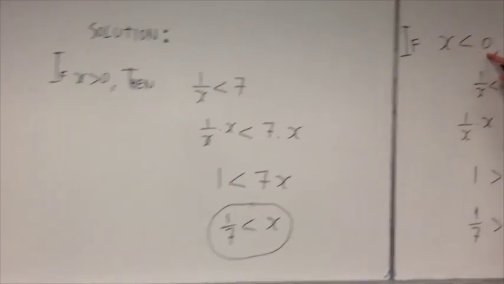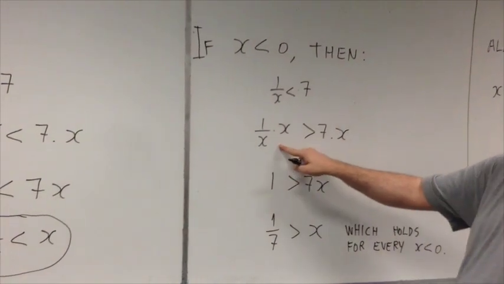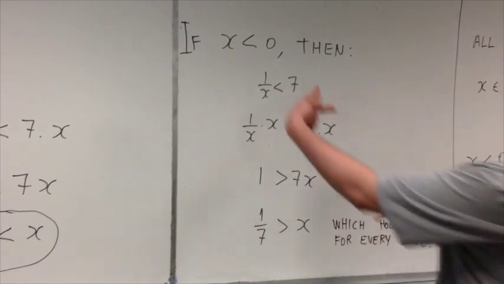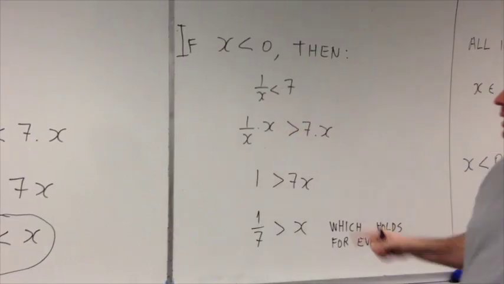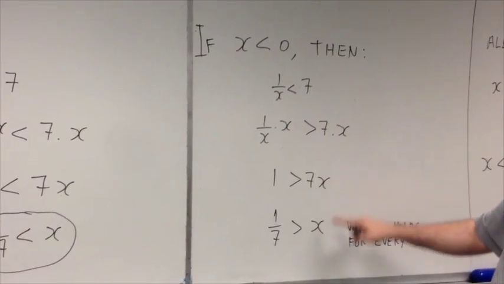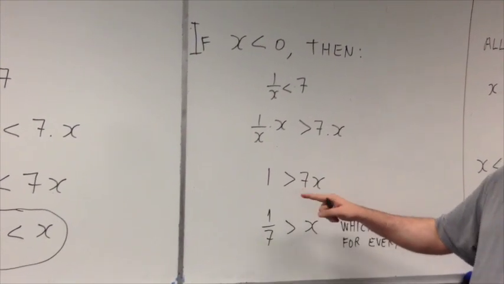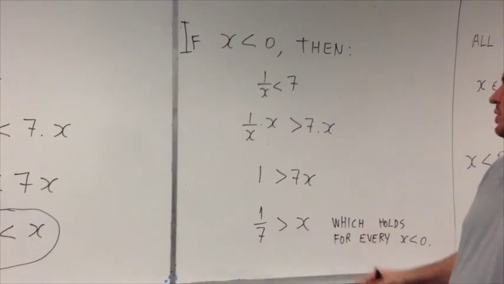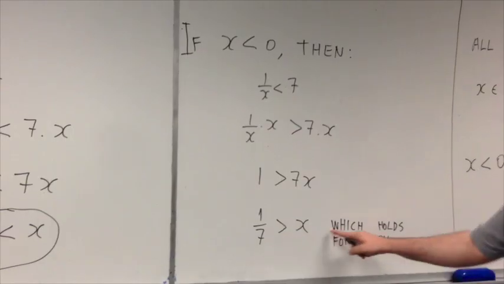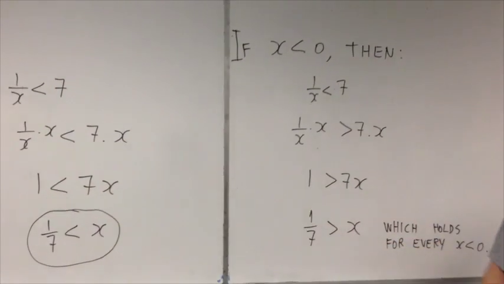But if x is negative, that is the other case. When we do the same trick, we multiply both sides by x, we have to change the inequality. Instead of this, we have the inequality the other way. This is 1 as before, 7x is smaller than 1. Divide by 7, we keep the inequality, because division by 7 is applying an increasing function. So x has to be smaller than 1 over 7. But this holds for all negative numbers. All negative numbers are smaller than 1 over 7.